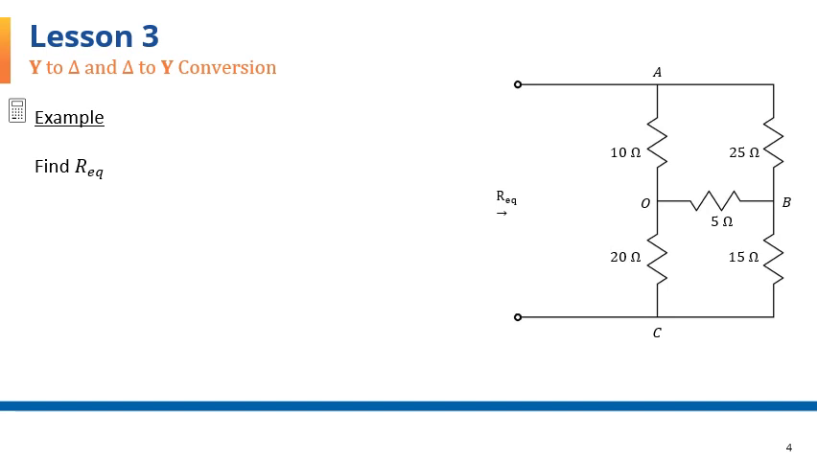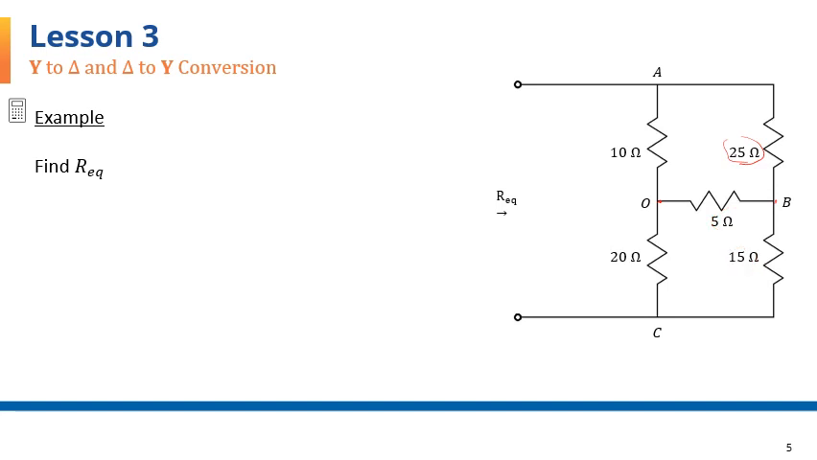You'll notice, however, that there are two sets of Y-connected resistors in this circuit. The first one is the one with 10 ohm, 20 ohm, and 5 ohm resistors connected at point O. The other one is formed by the 25, 5, and 15 ohm resistors connected at point B. Those are the two Y-connected sets of resistors.